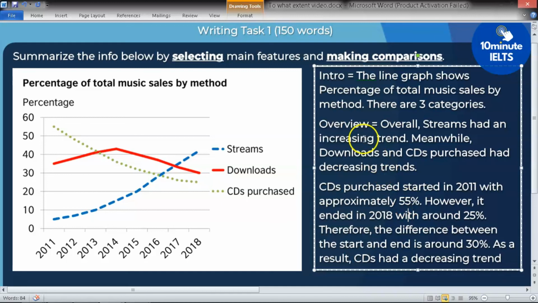In just 10 minutes, you've finished an introduction, an overview, and you've written 3 different kinds of bodies that will total to 150 words. I hope it's clear that you do not need to discuss all of the years and all of the figures simply because you will not have enough time to do that, and that is not the task being asked for. The task again is to summarize by only selecting the main features and then comparing them.